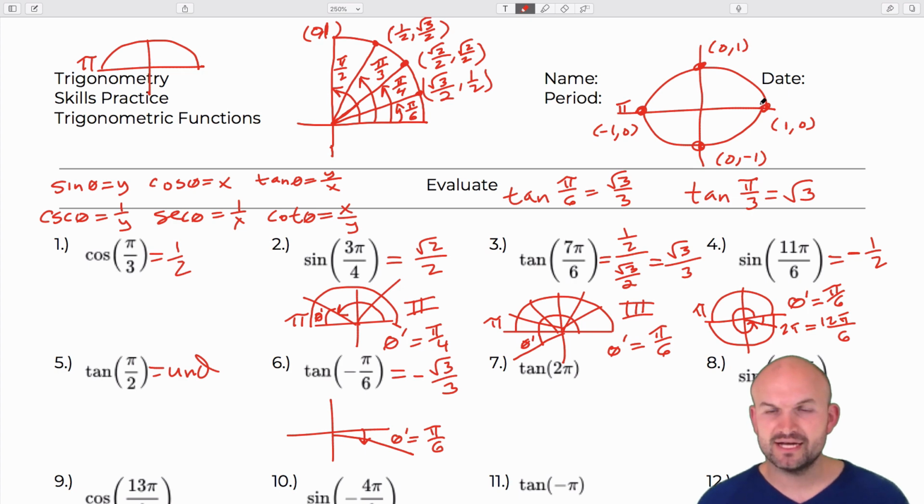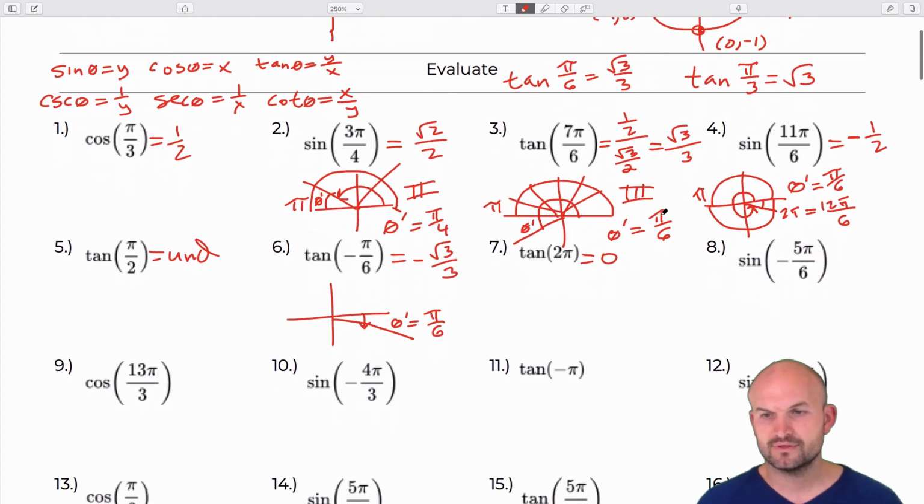Tangent of 2 pi, again, halfway around the circle is pi. All the way around the circle then is going to be 2 pi. All right, and then at 2 pi, we're looking for this coordinate, 0 over 1, so y over x. So 0 over 1 is just 0.